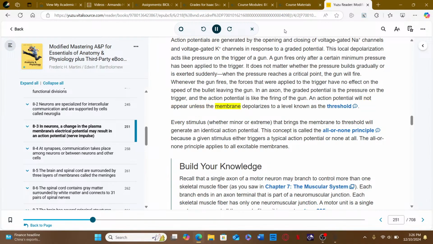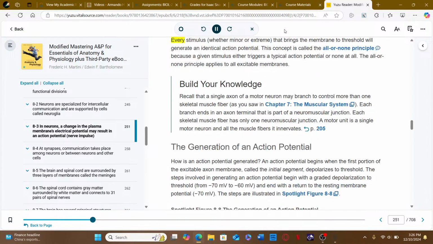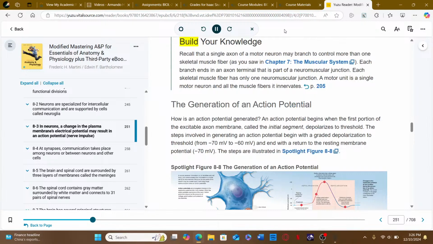An action potential will not appear unless the membrane depolarizes to a level known as the threshold. Every stimulus, whether minor or extreme, that brings the membrane to threshold will generate an identical action potential. This concept is called the all-or-none principle because a given stimulus either triggers a typical action potential or none at all. The all-or-none principle applies to all excitable membranes.